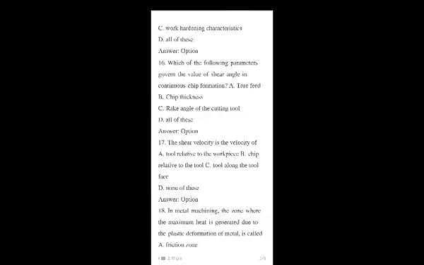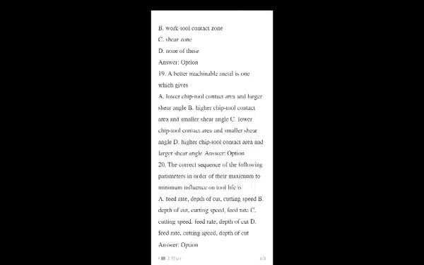So for 18, in metal machining, the zone where the minimum heat is generated due to the plastic deformation of metal is called the shear zone. A better machinable metal is one which gives lower chip tool contact area and larger shear angle. Okay, so for question number 19, option A is correct. Now question number 20, the correct sequence. Okay, so here option C is correct: cutting speed, feed rate and depth of cut.